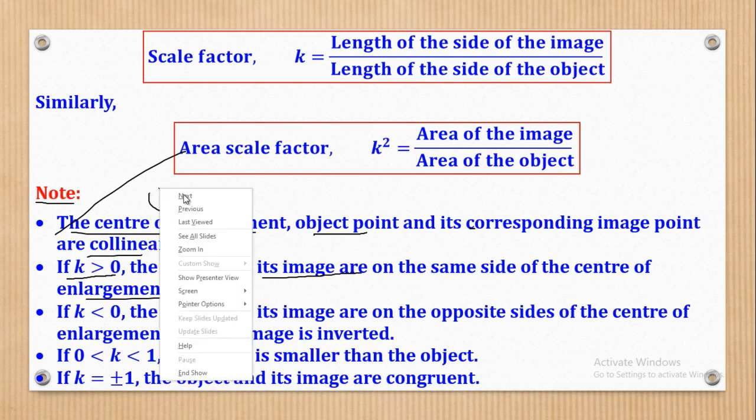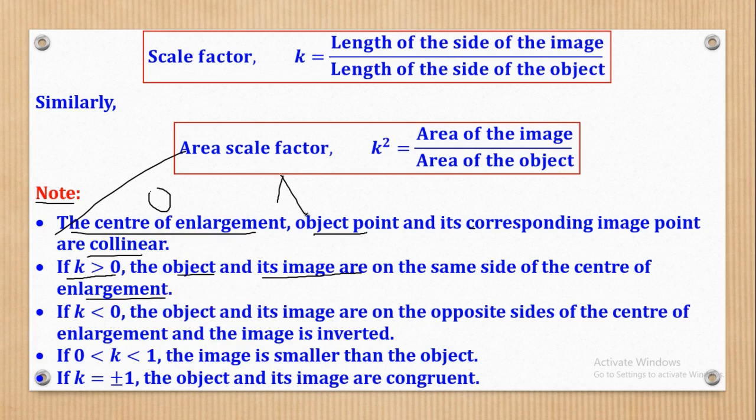So if this is the center of enlargement, the object will be here and the image will be here. But if the scale factor is negative, the object and image are on opposite sides. So if this is the center of enlargement, the object will be here and the image will be this side, opposite sides. If the scale factor is between 0 and 1, then the image is smaller than the object. But if it is equal to plus or minus 1, then the object and its image are congruent.